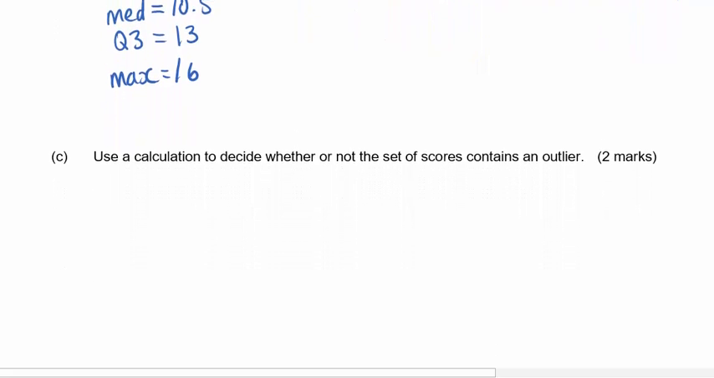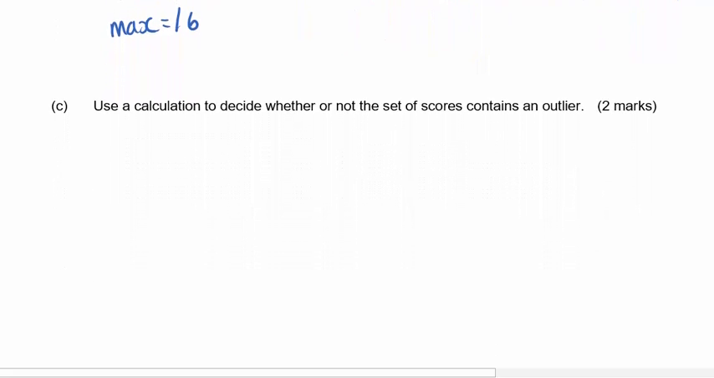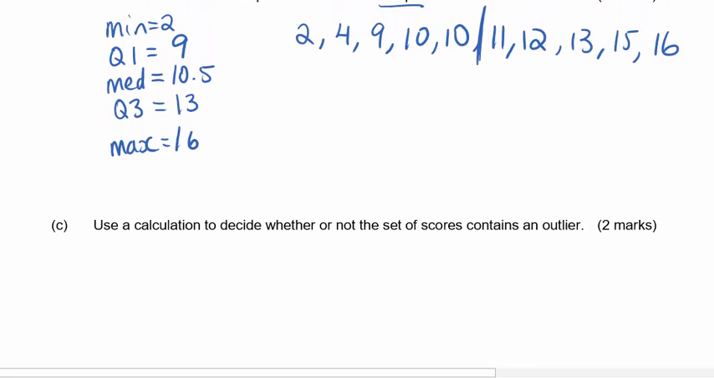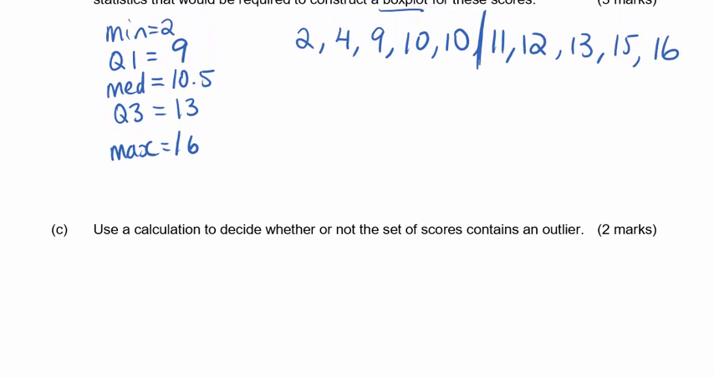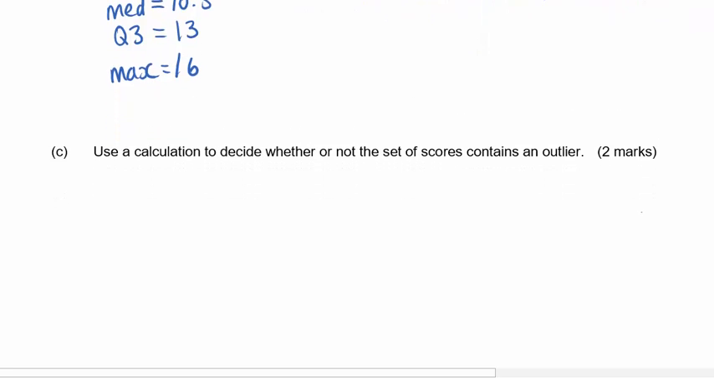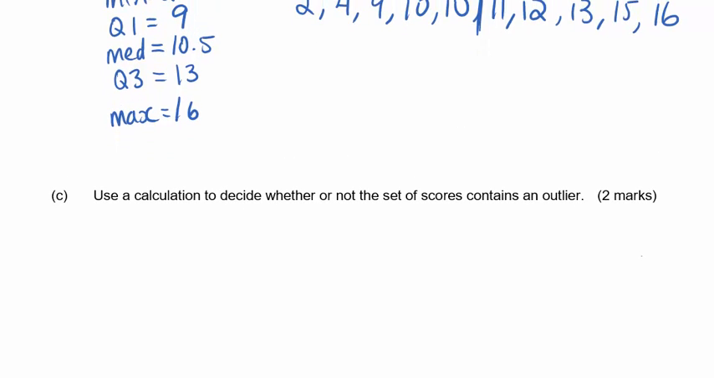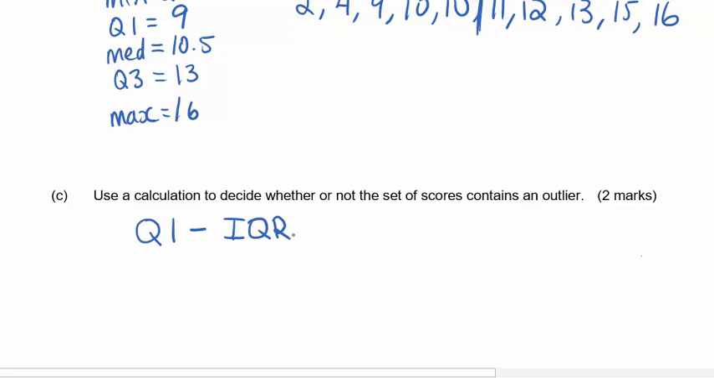So use a calculation to decide whether or not there is an outlier. It's a very common question. Now, the equation for outliers is our lower acceptable number is Q1 subtract our interquartile range times by 1.5.